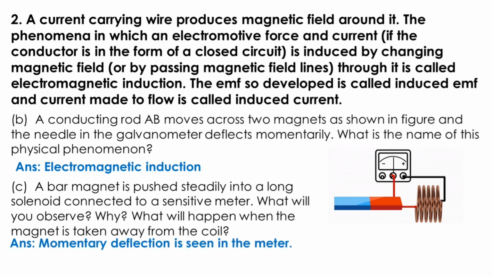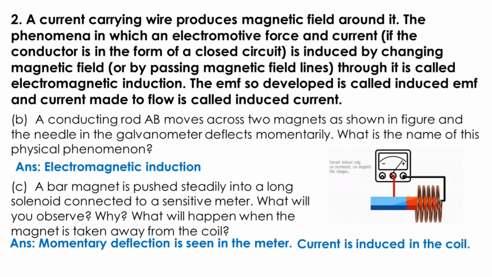Now, why is it happening? It is because when the magnet is taken into the coil, there is an induced current produced by the coil. So, the current is induced in the coil. That is why the galvanometer is showing some deflection. What will happen when the magnet is taken away from the coil? Observe the figure shown here.